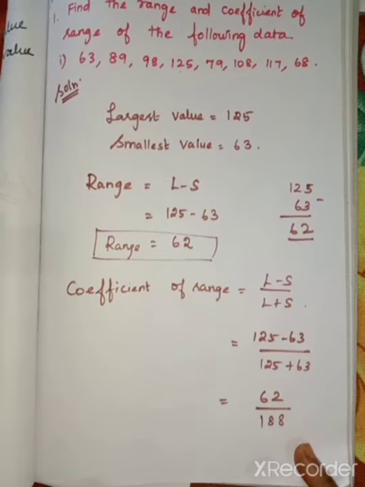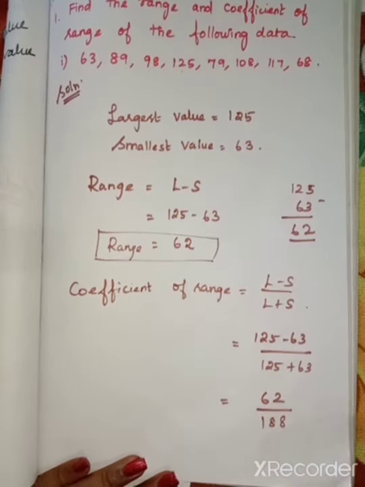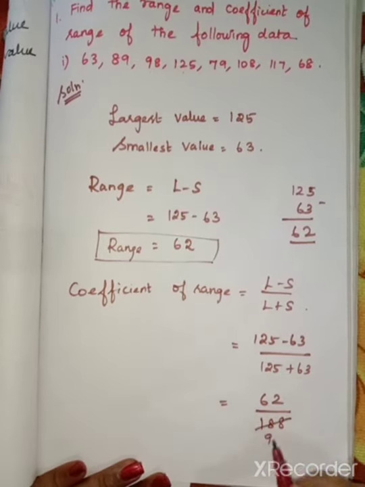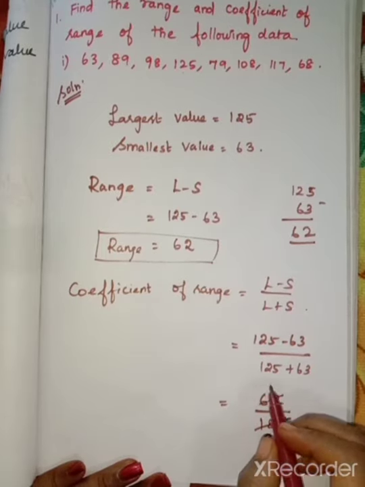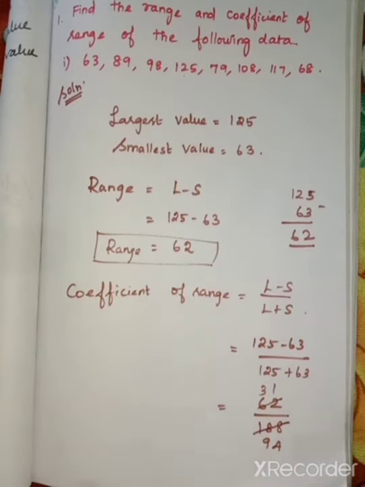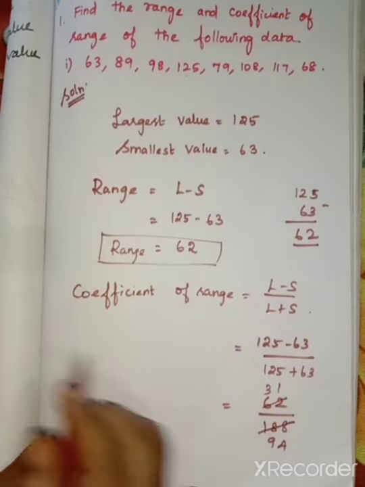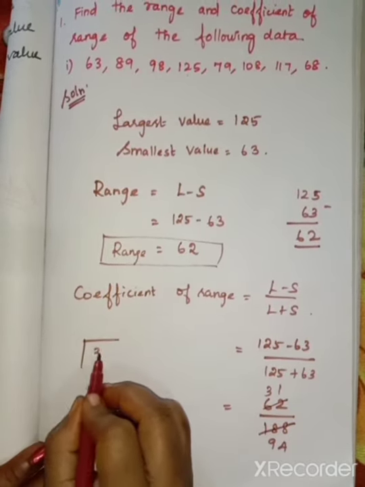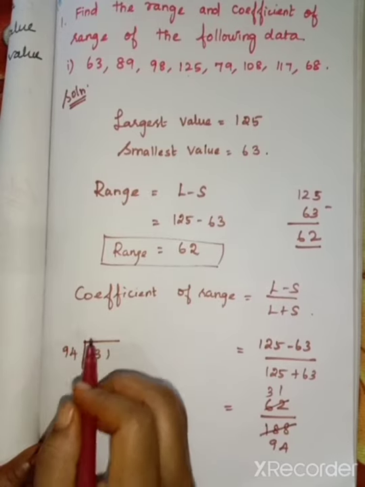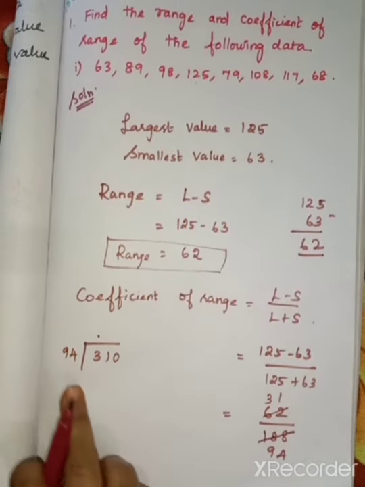Here we want to cancel because the values are divisible by 2. If you cancel, 9 2s are 18, 4 2s are 8. Here also 3 2s are 6, 1 2 is 2. So 31 by 94. Can we cancel again? That is not possible, so straightly you have to divide. 31 divided by 94: keep the point and 0, because 31 is not divisible by 94.